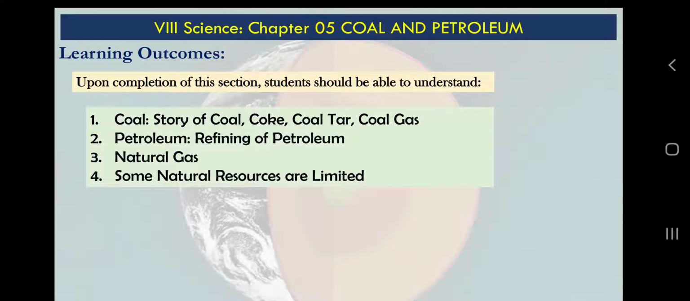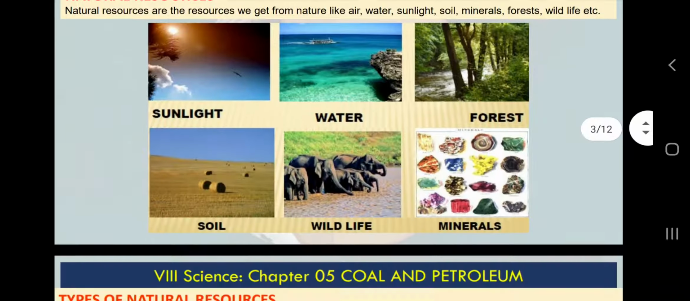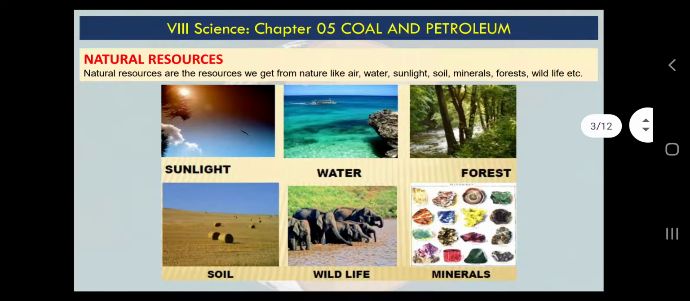So before starting this chapter, first we will learn about natural resources. So students, natural resources are the things which we get from nature and are useful for us. I am very sure that you all are aware about natural resources because we are using them in day-to-day life. Some uses are very direct, we can understand their importance, and some natural resources have indirect values. So even we are not able to imagine how important they are and why they are useful for us.